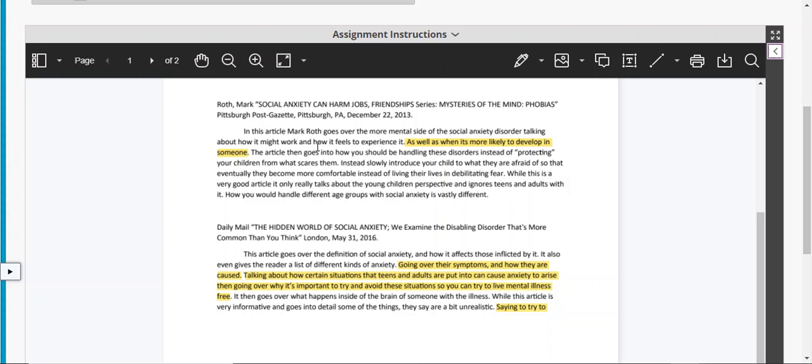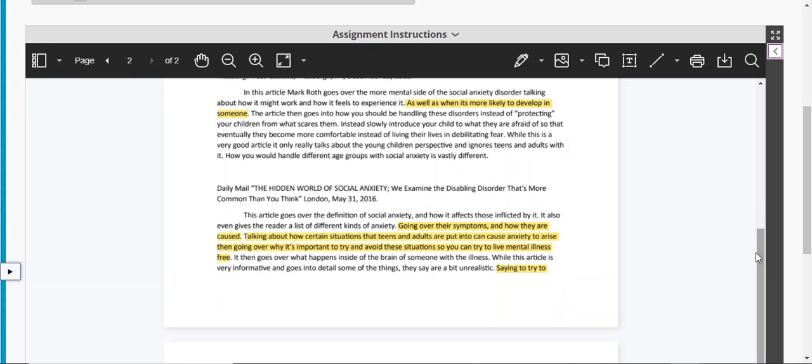So if I read that as a complete sentence, this is what it would sound like: "In this article, Mark Roth goes over the more mental side of social anxiety disorder, talking about how it might work and how it feels to experience it, as well as when it's more likely to develop in someone." Now let's look at the third annotation here.